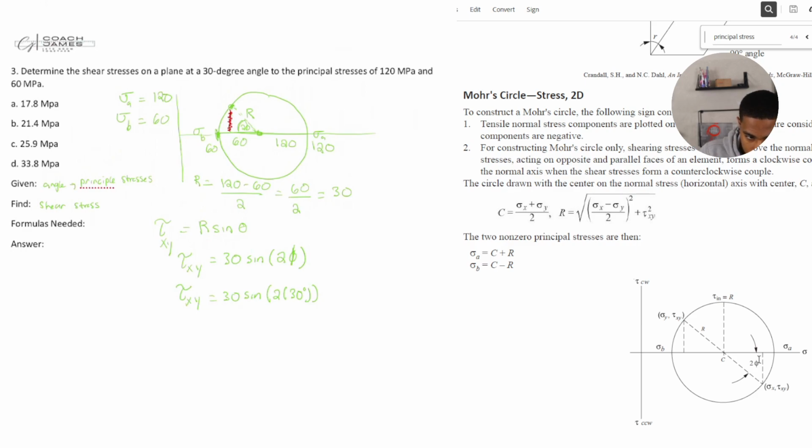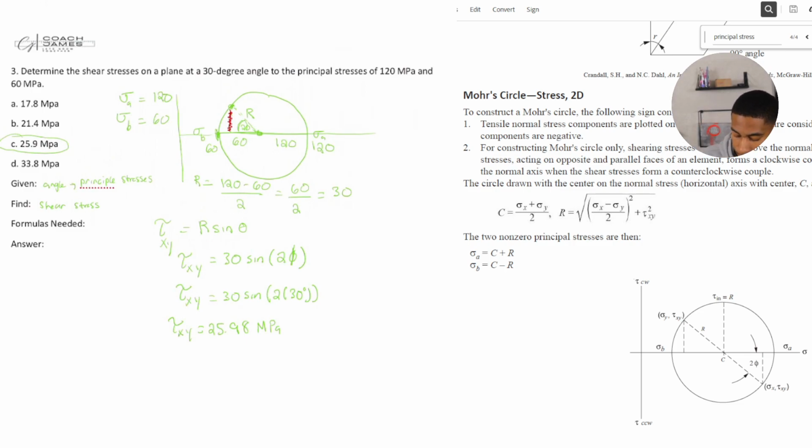And so when I get that, 2 times 30. Yes. I end up getting TXY is equal to 25.98 megapascals. All right, so I struggled with that one a whole lot.